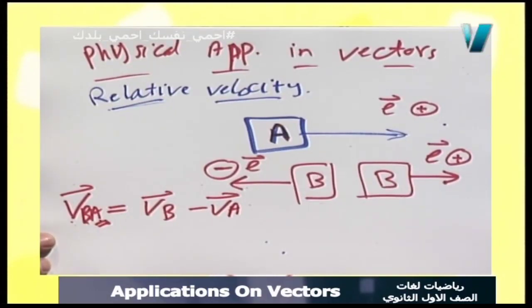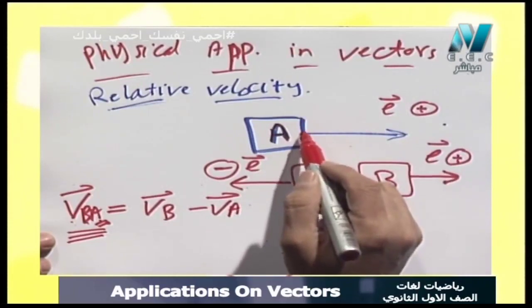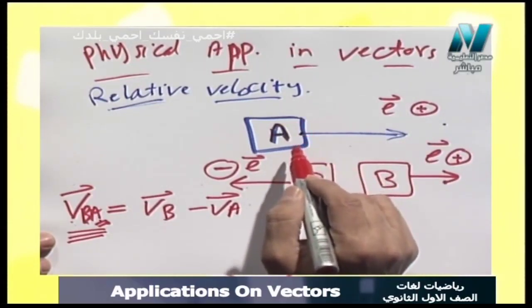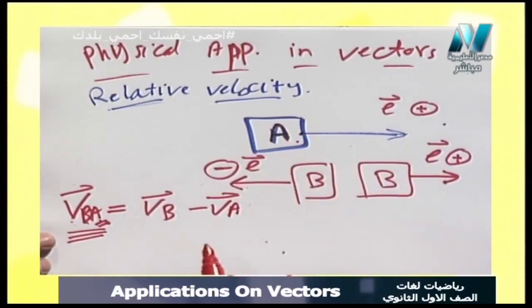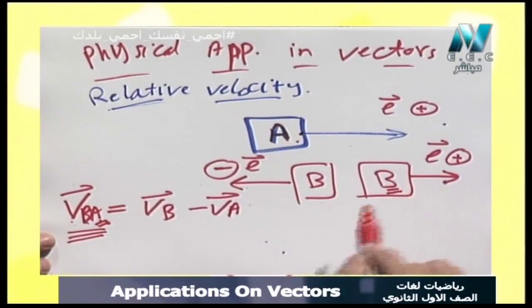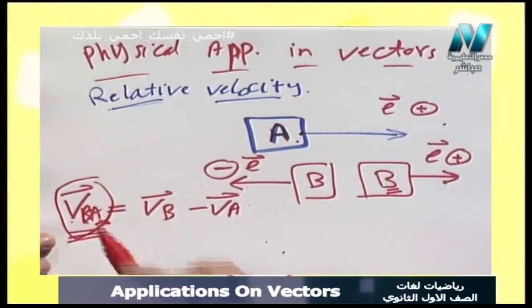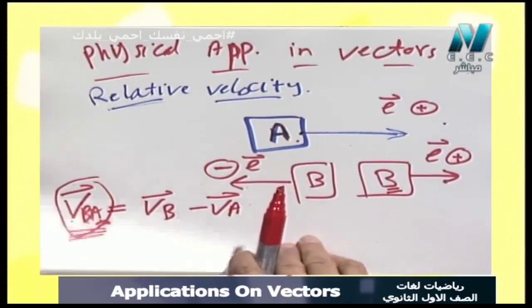Okay, here this velocity means that the observer feels that he himself is fixed, or his velocity equals 0, and feels that the car B moves with the sum of the two velocities, VBA, may be sum or difference. Okay, to understand well, let's move to an example here.